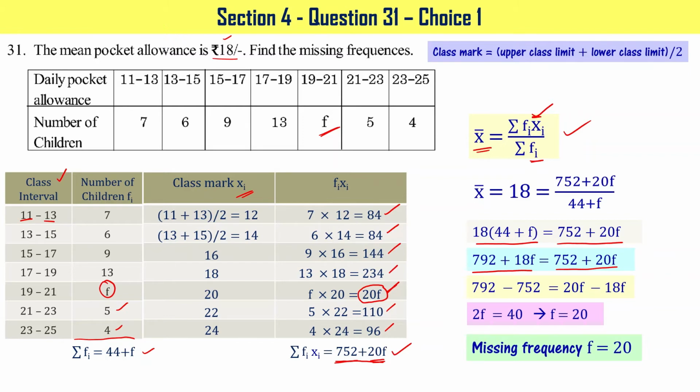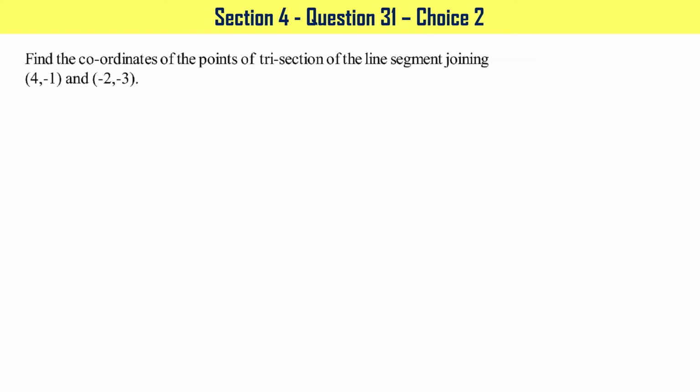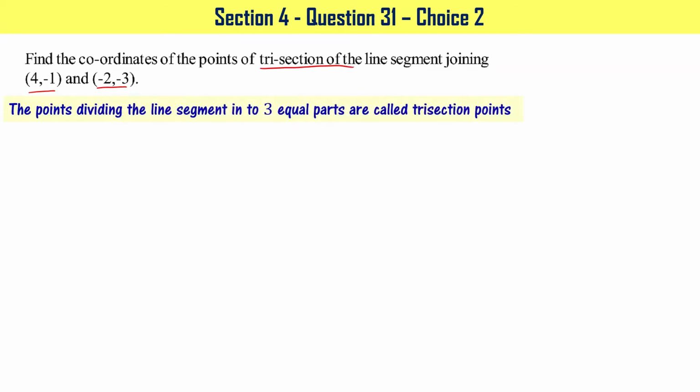Now let's go to the next question, that is choice 2 of question number 31. Find the coordinates of the points of trisection of the line segment joining the points 4 comma minus 1 and minus 2 comma minus 3. We have to find the coordinates of trisection of the line segment joining these 2 points. The points dividing the line segment into three equal parts are called trisection points. You got it? The 2 points are used such that the line segment is split into three equal parts.